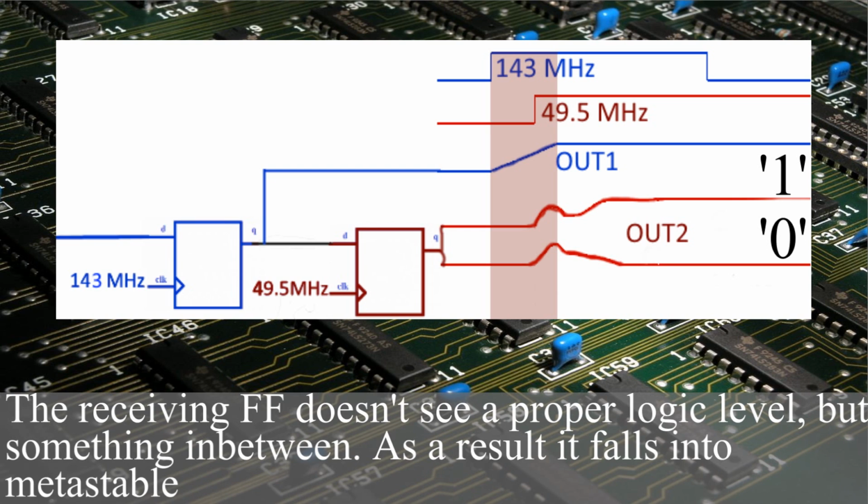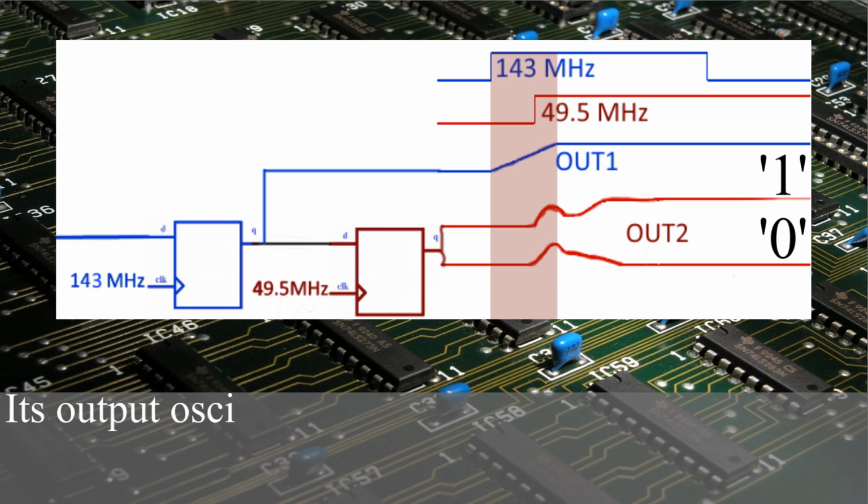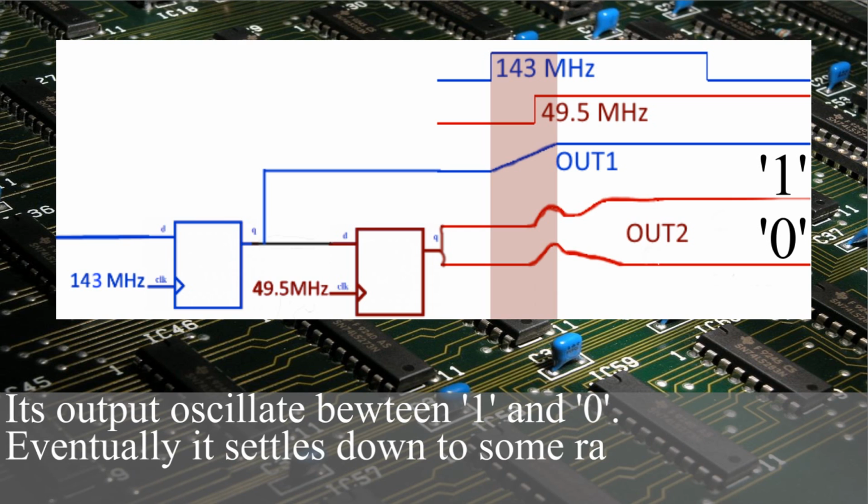The receiving flip-flop doesn't see a proper logic level, but something in between. As a result, it falls into metastable state. Its output oscillates between 1 and 0. Eventually, it settles down to some random value.